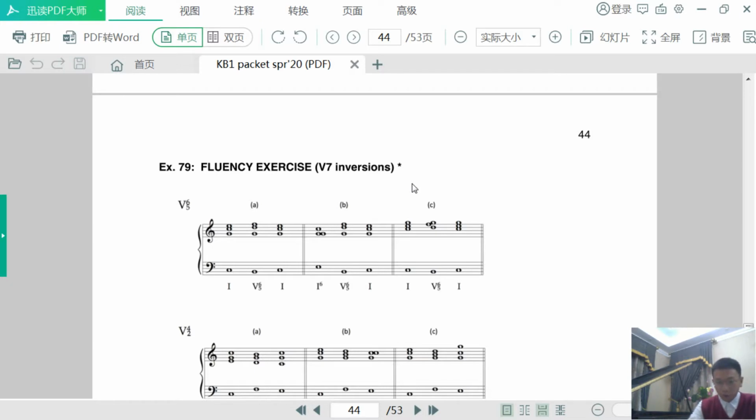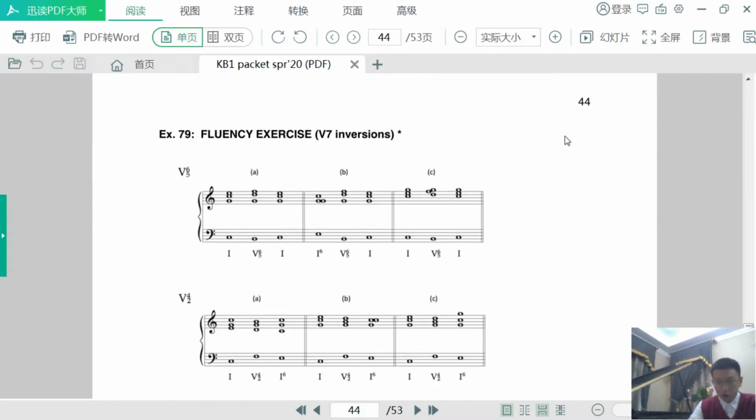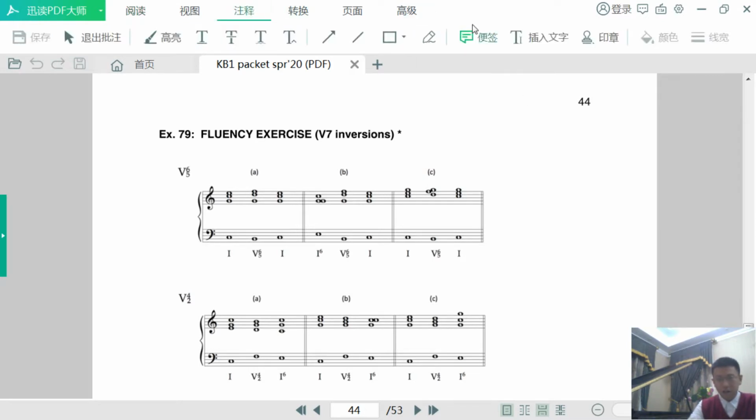So for the V6/5 chord, V4/2 chord, and V4/3 chord, before I really get started with this progression, I want to tell you something. Last week we studied complete V7 and incomplete V7, right? But for the V7 inversions, we have all the inversions with a complete chord, which will be 4 different notes. We cannot have an incomplete V7 inversion. For example, I cannot say, oh, I want to play an incomplete V6/5, incomplete V4/2. That's not possible. Okay?